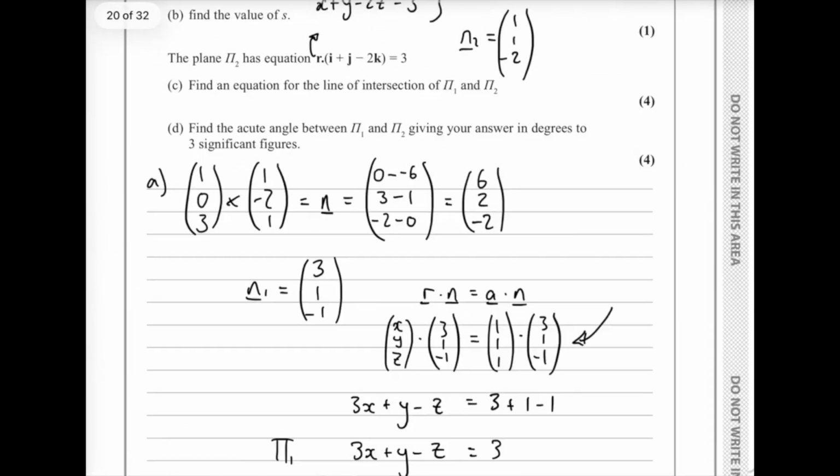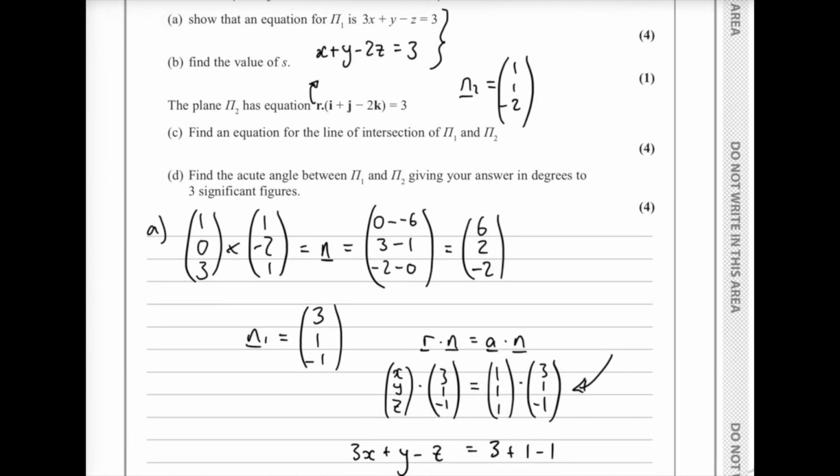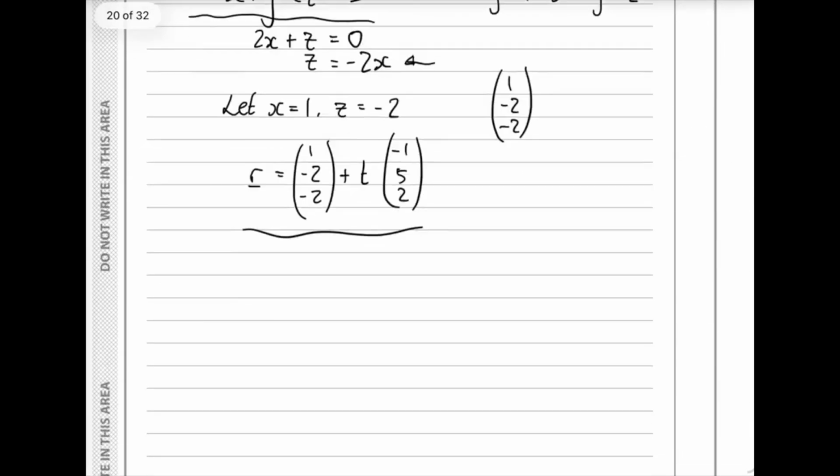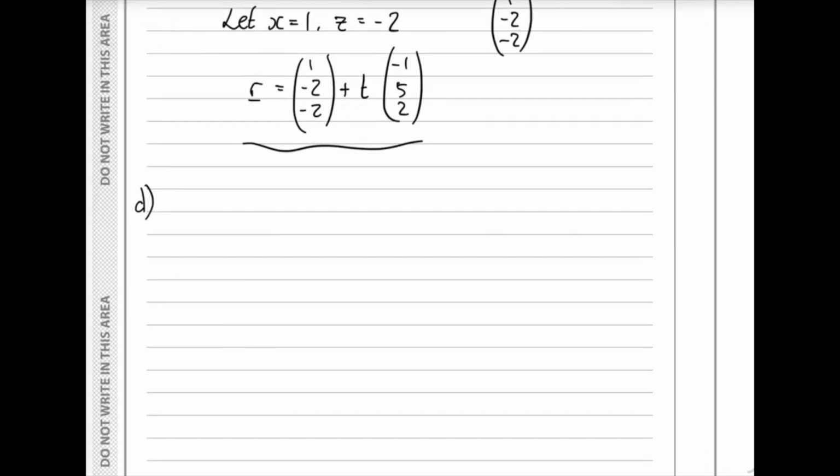Part D. Find the acute angle between pi1 and pi2, giving your answer in degrees to 3 significant figures. To find the acute angle between two planes, if I attempt to draw them here, see how this goes. Kind of. To get the acute angle between these two, what we want to do is take their normal directions and find the acute angle between the normal directions. And to do that, we do what we normally do. We do the dot product.